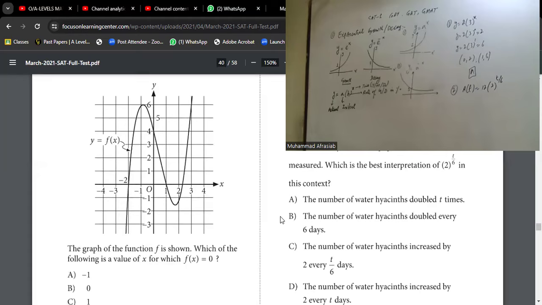Option B, the number of the water hyacinths doubles every 6 days. So this is true because this is going to indicate 2 power t by 6. So it is being doubled, and 6 days is the time given to us. So the answer for this choice is B.